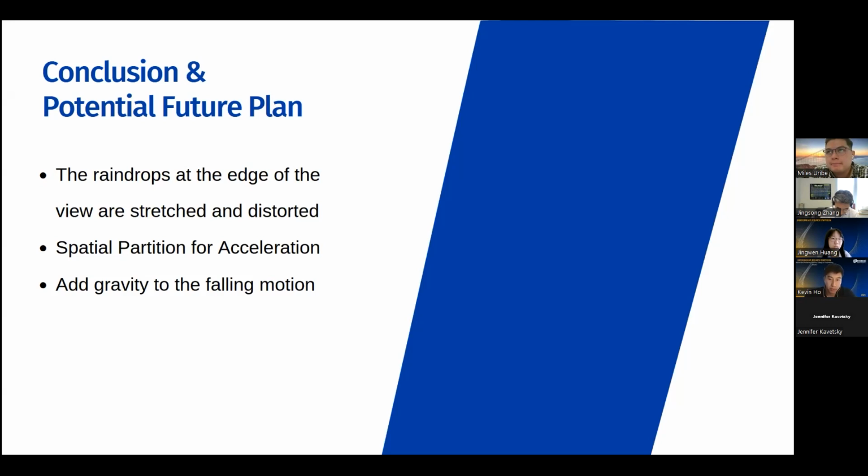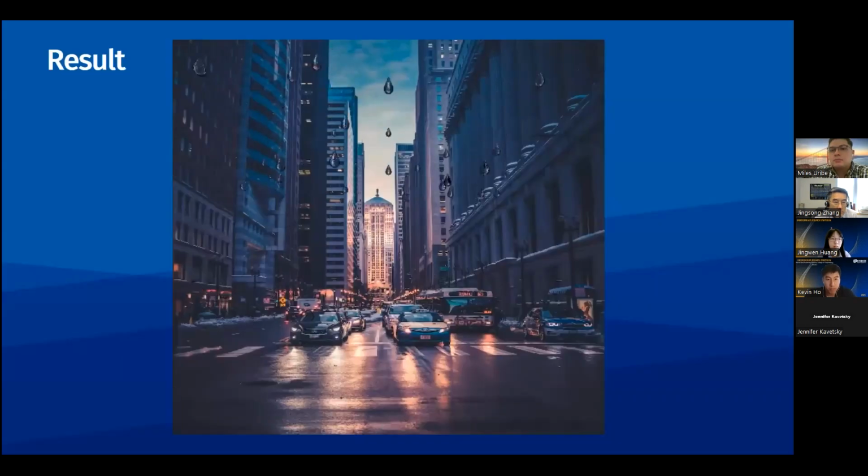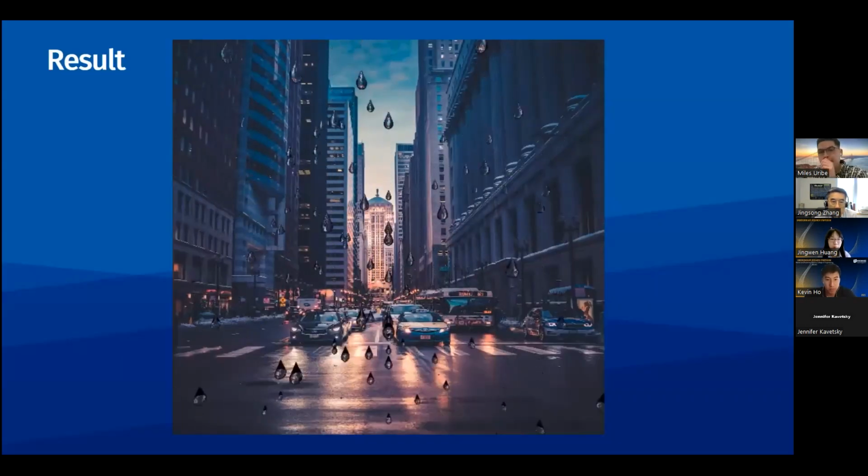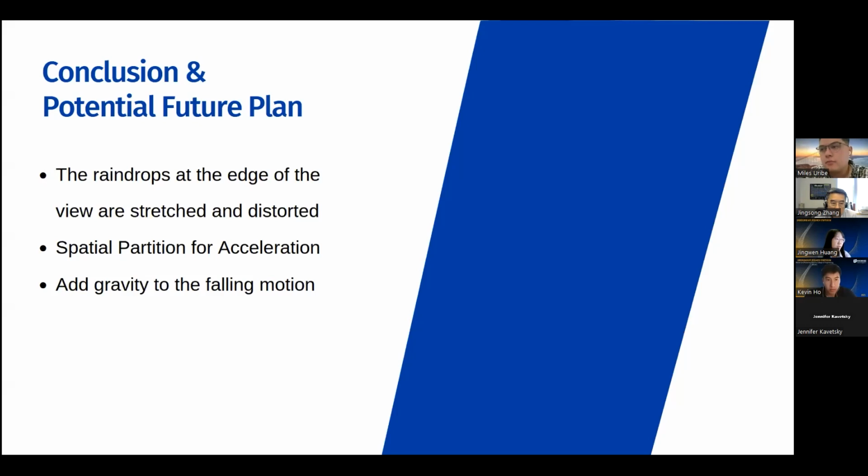I noticed that the raindrops at the edge of the frame are stretched and distorted. If we look back at the output image, the raindrops at the edge are kind of stretched and distorted. But I really like the effect because it reminds me of wide angle lenses, the wide angle effect. But my current implementation was not meant to have such an effect. So I need to detect why that happens.